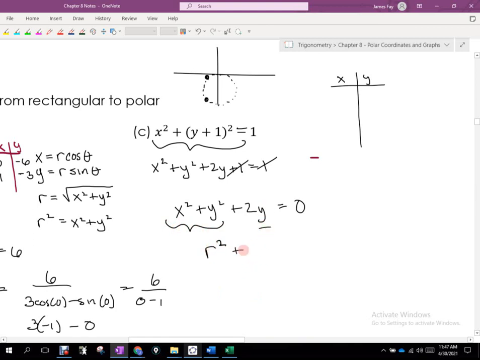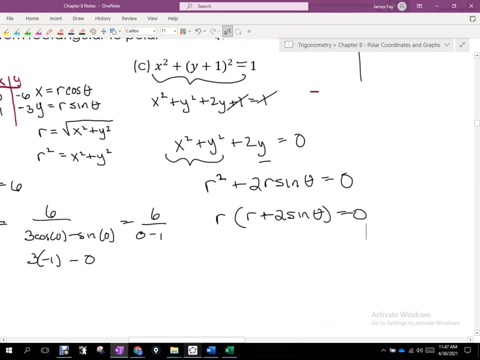And y can be rewritten as r sine theta, right? So we get 2r sine theta. All right, now what do these both have in common? An r. So this is something that we maybe wouldn't have done in rectangular form, okay? Because you guys remember, if I divide by a factor, what I end up doing is eliminating a 0. I lose a 0 by doing that.